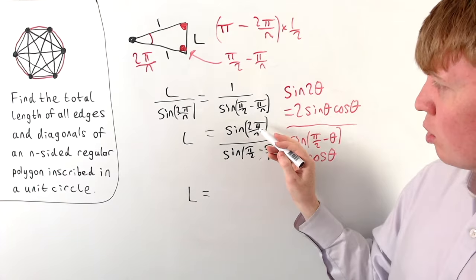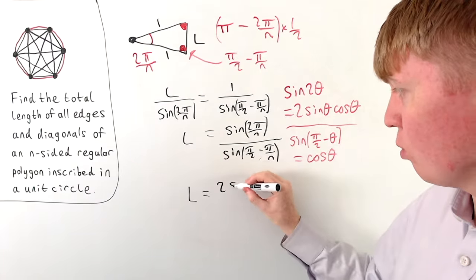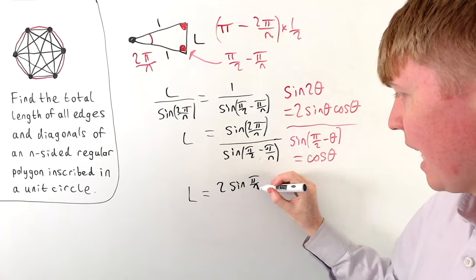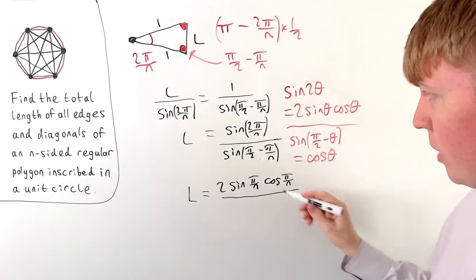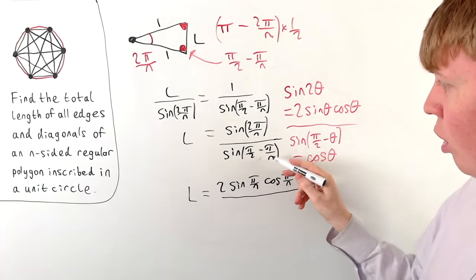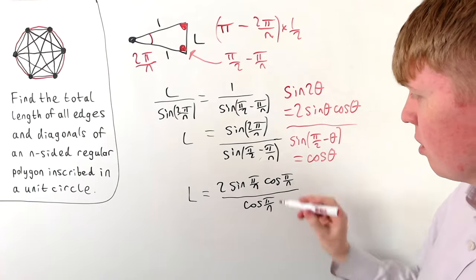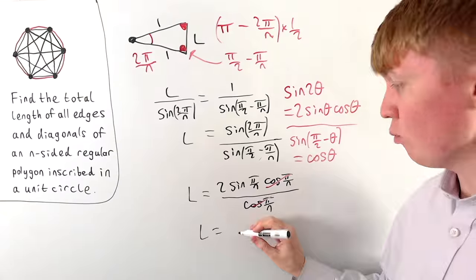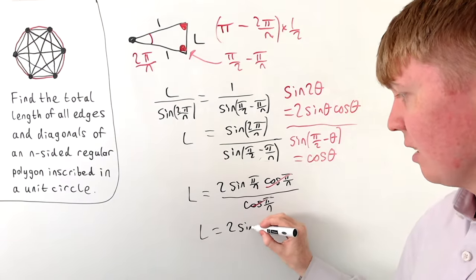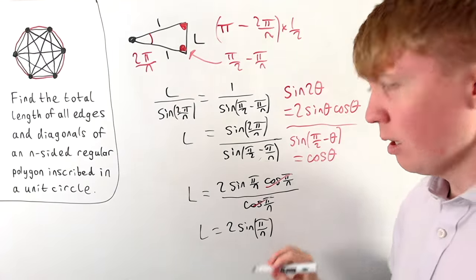So using our double angle formula, with theta being our pi over n, in the numerator we get 2 sine pi over n cos pi over n, and in the denominator this is just equivalent to cos pi over n. And you can see our two cos pi over n terms will cancel. So this gives us that the length of one of the sides in this regular polygon with n sides inscribed in our unit circle is just 2 times sine pi over n.